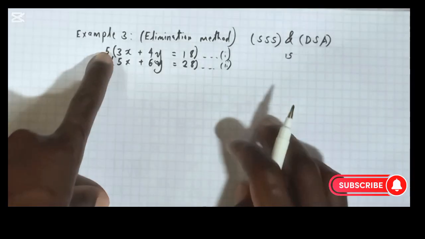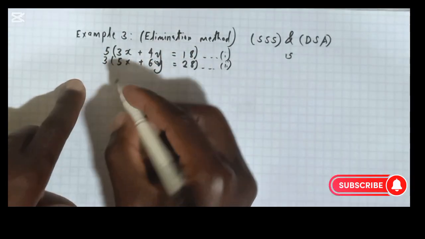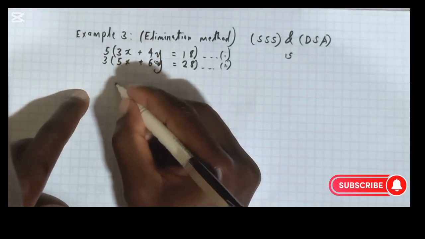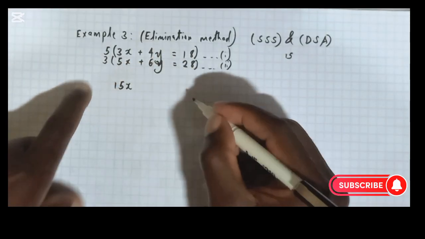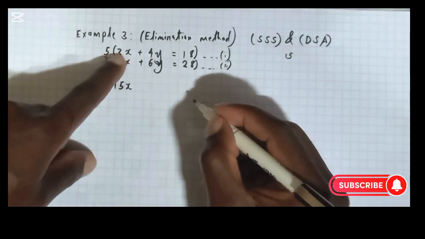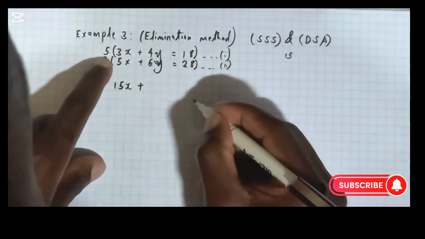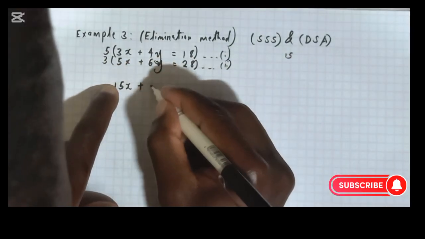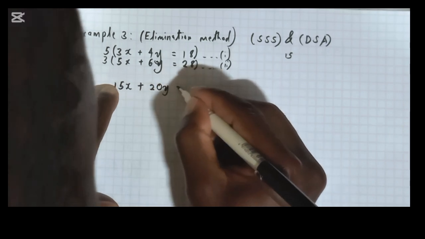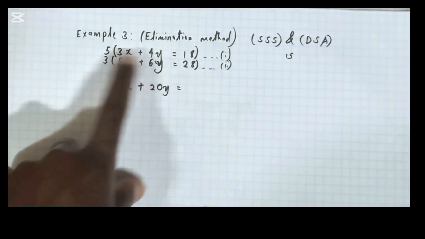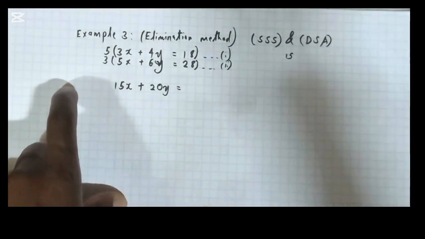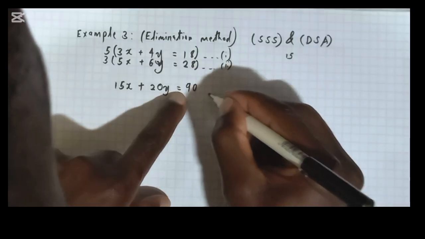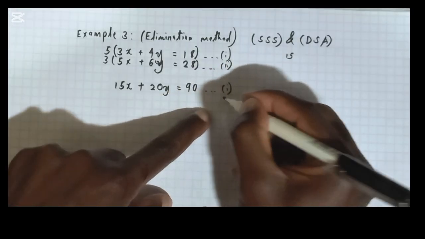Okay, so basically we're going to expand. This is for equation 1. We are going to expand equation 1, then equation 2, of course. So that's going to be 5 times 3x, which gives us 15x. Then we take 5 times 4y, and that gives us 20y. Then we take 5 times 18, and that gives us 90. So that will be it for equation 1.